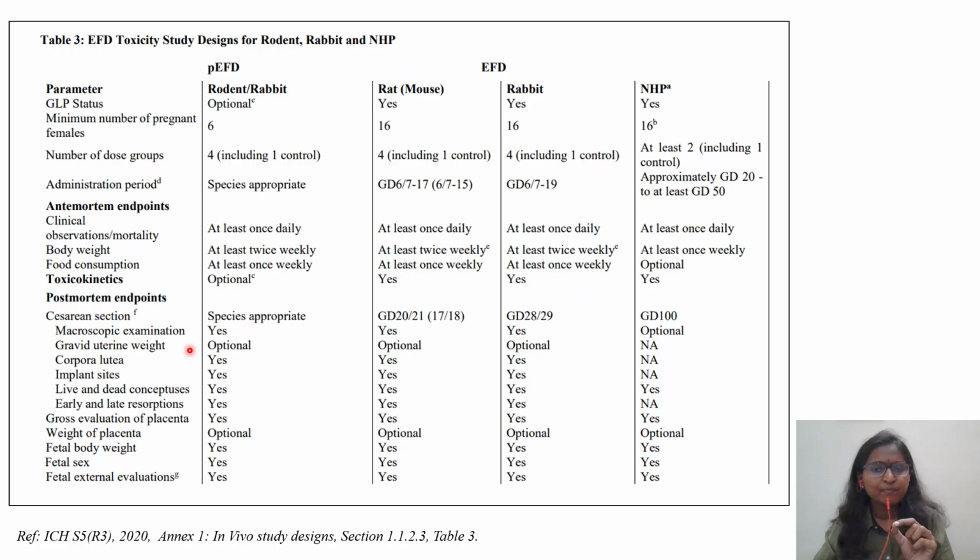Gravid uterine weight, right? Then you have corpora lutea, implantation sites, so live and dead conceptuses, early and late resorptions, gross evaluation of placenta, fetal weight was also there. Remember body weight, fetal weight, then weight of the placenta, fetal sex, and fetal external evaluation. So if you know this table, the three options were here only: early and late resorptions, fetal body weight, and fetal external evaluation.